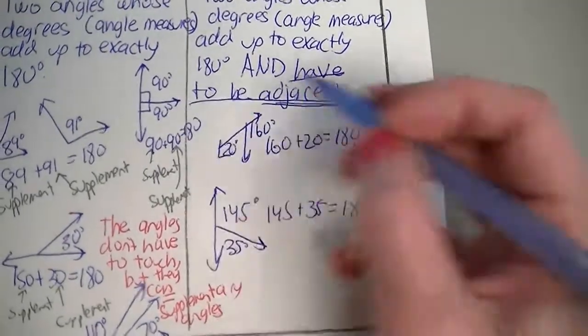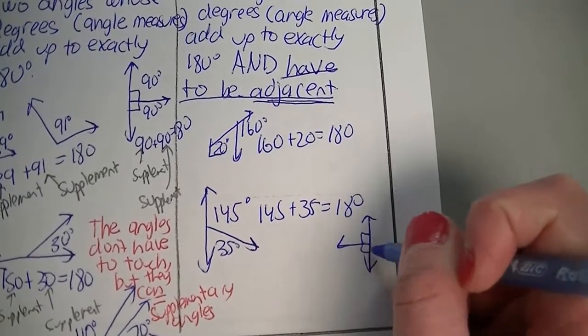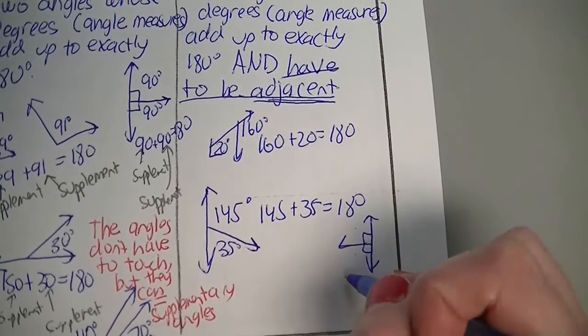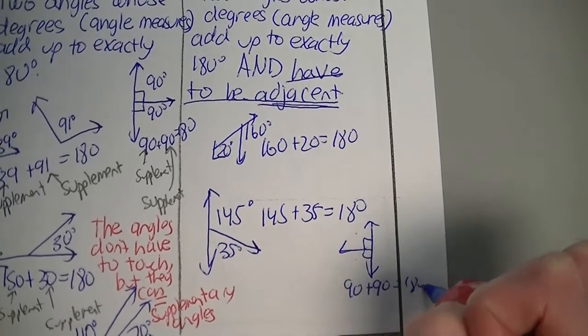And here's another one. It's going to look like this. I'm just going to use the boxes right there so you know this is 90, this is 90. And those are linear pairs because they're adjacent and they have a sum of 180 degrees.